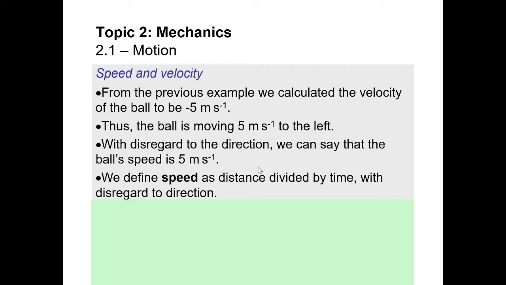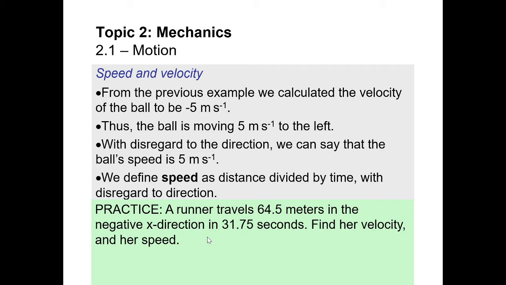Now, we said velocity is -5 meters per second. We know that the ball was undergoing linear motion, and so we can simply remove the minus sign and say that the ball's speed is 5 meters per second, right? So we don't indicate any kind of direction. Now, speed is distance divided by time. Remember that velocity is displacement over time, and those two are often not the same thing.